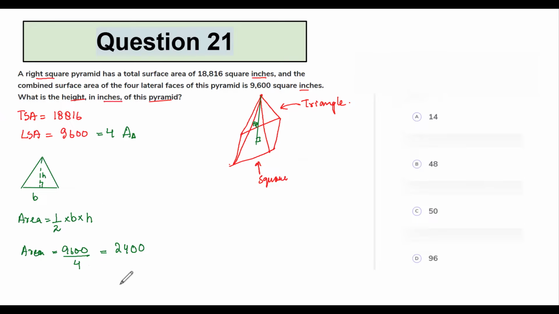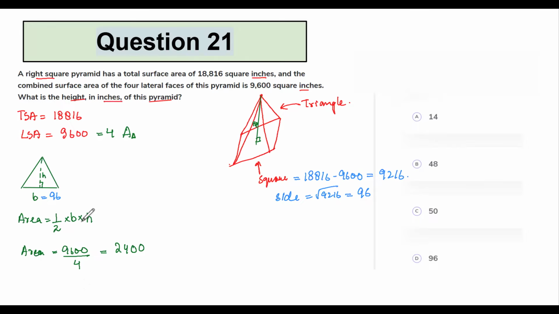Now, how would I find my base? I can work with this area of the square. If I subtract the lateral surface area from the total surface area, what will I have? Area of the square base, because that is the only area which was missing from the lateral surface area. So for the square base, the area is 18816 minus 9600, which is equal to 9216. So side would be equal to square root of 9216, which is equal to 96. That means this base B I am finding is 96.